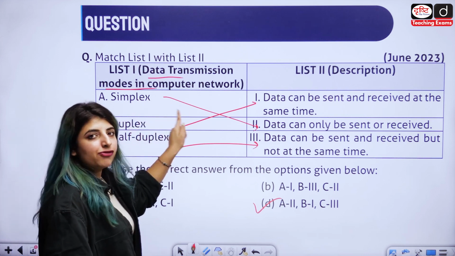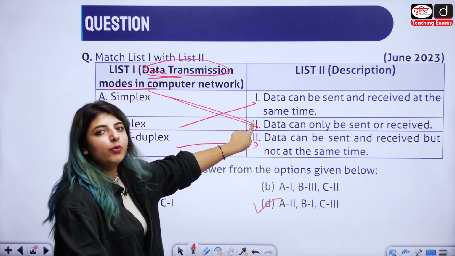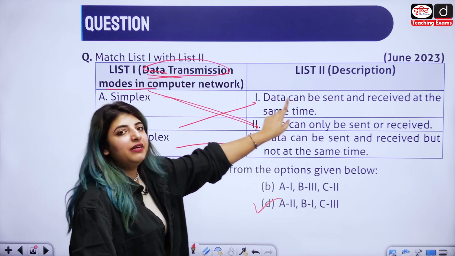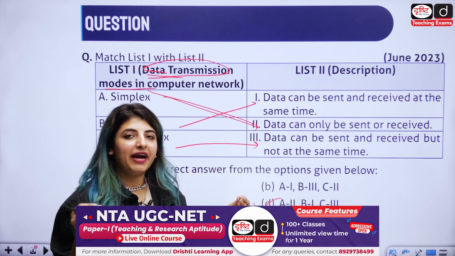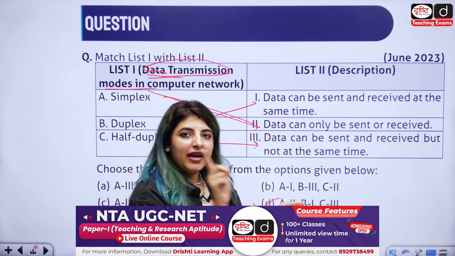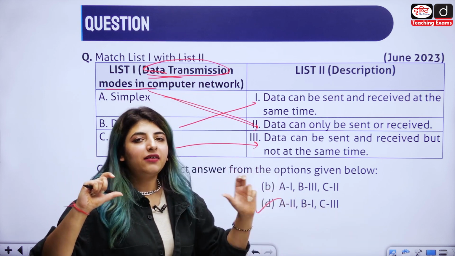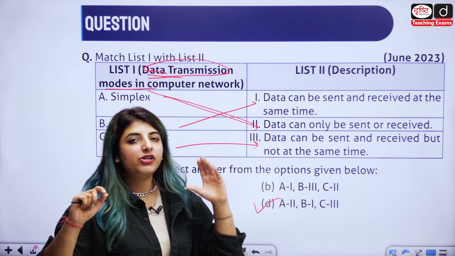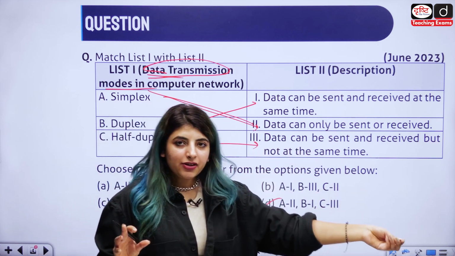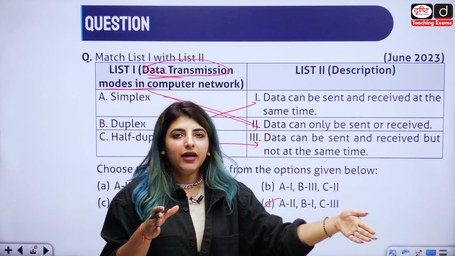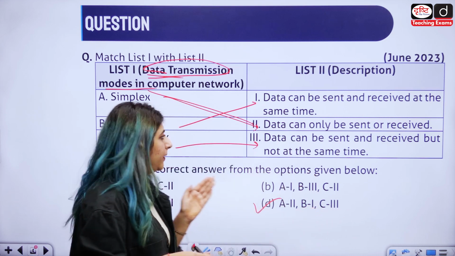Simplex is a data transmission mode in the computer network where data can only be sent or received. So it is unidirectional. It is not bidirectional, right? So when you are sending data from one computer to the other and the data transmission mode being used is simplex, then the data can either be sent or received. So one-way communication using the computer network would be there.